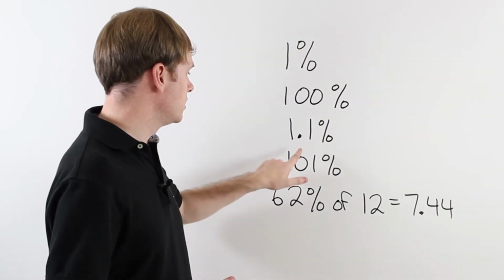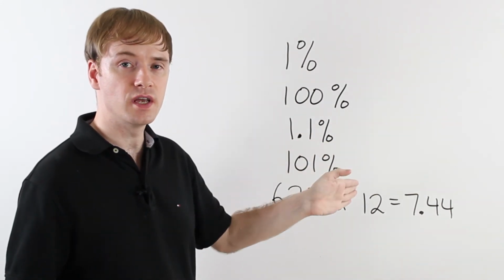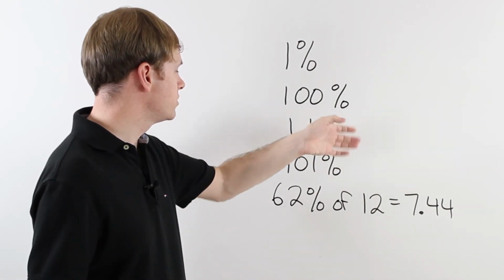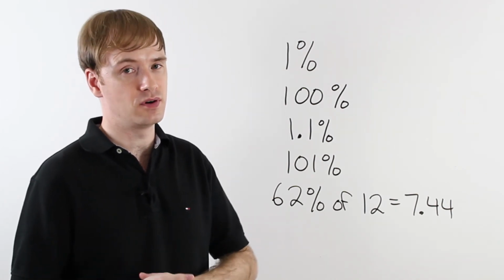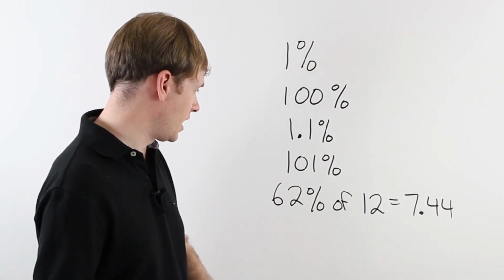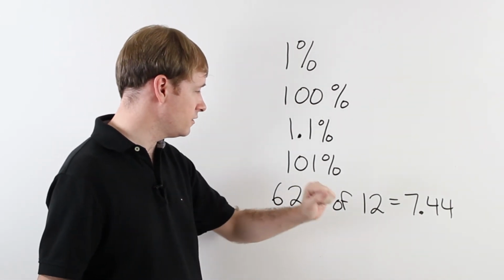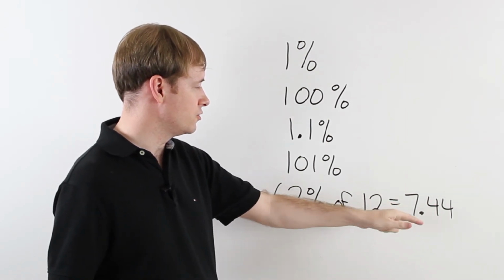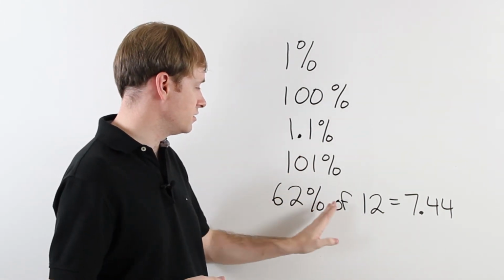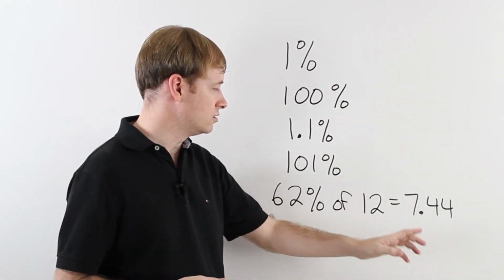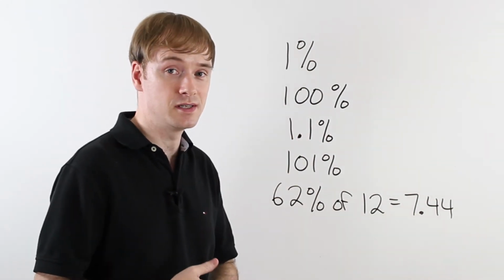And we read the first number as 1%. Okay, very easy, 1%. The next number, 100%. Let's put a decimal point there. So this is 1.1%. The next number, 101%. Okay. And the last example, 62% of 12 is equal to 7.44. All right. So that's how you express percent.